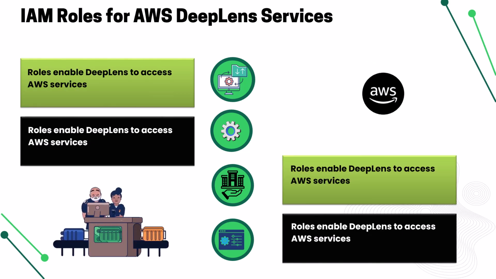DeepLens is cool, but without proper IAM roles, it's just a fancy paperweight. AWS provides predefined roles to make life easy, but sometimes you need custom roles for extra control. The key: assign the right role so DeepLens doesn't start talking to services it shouldn't. Think of it like giving your robot assistant a job. Make sure it knows exactly what it should be doing.